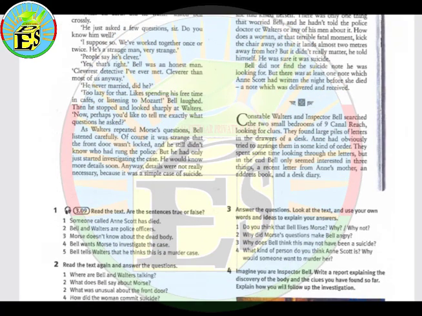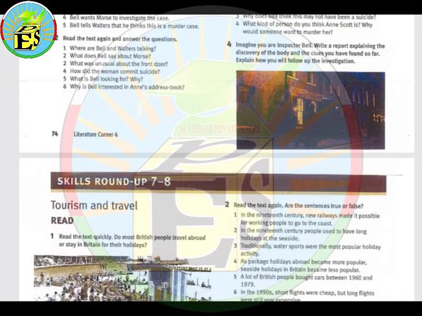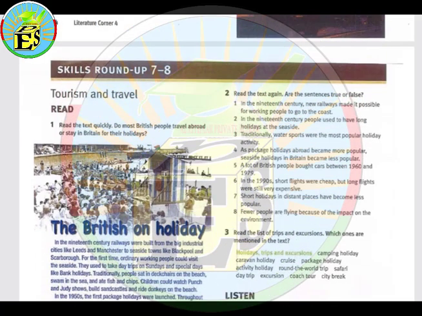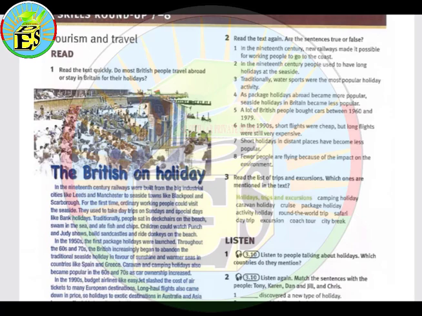Exercise 3. We have here some questions. I want you to answer them in your notebooks, so it will be your homework. Okay? Now let's go for skills roundup. Tourism and travel. Reading. Task 1. Read the text quickly. Do most British people travel abroad or stay in Britain for their holidays?